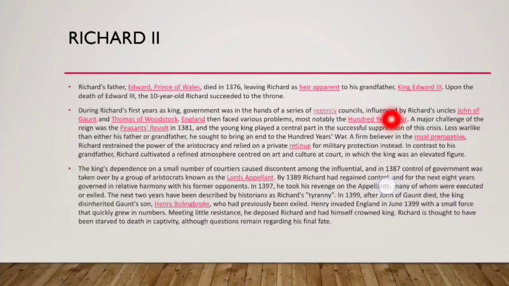Now, our Richard II was less warlike than his father or grandfather. He was a person who didn't like wars. So he sought to bring an end to the 100 Years' War. He wanted peace, and he was a firm believer of the royal prerogative, that is, the king has the ultimate power over the land, more than the lords. So he restrained the power of aristocracy and relied on a private retinue for military protection instead. That is, he had his royal counselors and a group of men who were loyal to him, and he carried them for military protection.